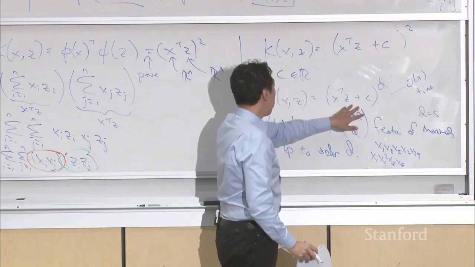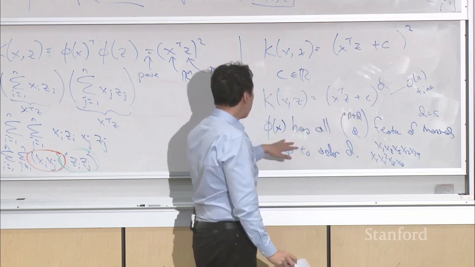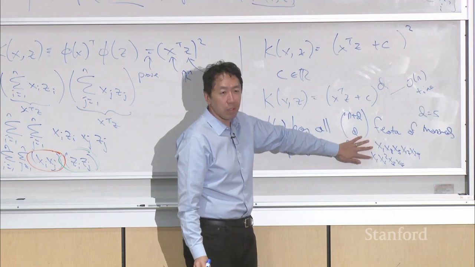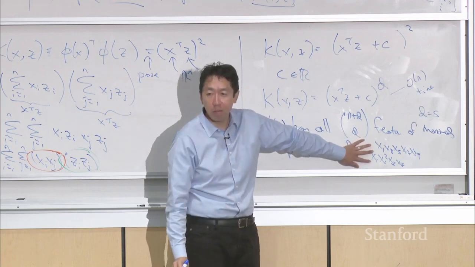And so if you choose this as a kernel, this corresponds to constructing phi of x to contain all of these features, and there are exponentially many of them, right? There are a lot of these features.